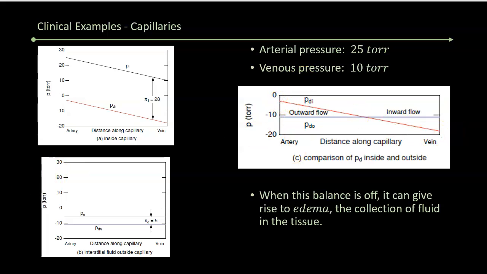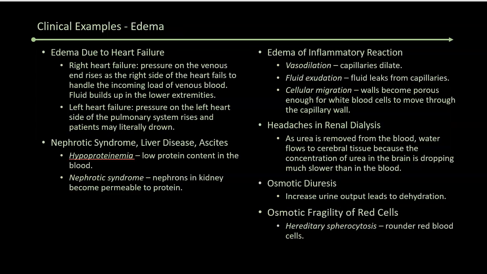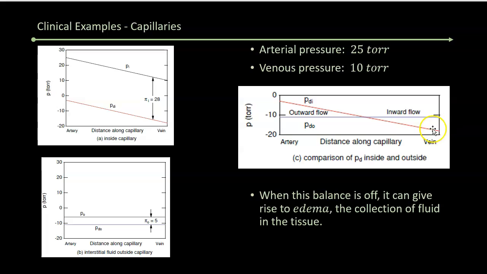What are some of the clinical problems that arise from this? Edema due to heart failure, right? So if your right heart is not doing its job, not pumping well enough, then what happens? The pressure rises on the venous side. And when the pressure rises on the venous side, right, this pressure goes up, then you're collecting fluid out in the body, right? And typically in the lower extremities.